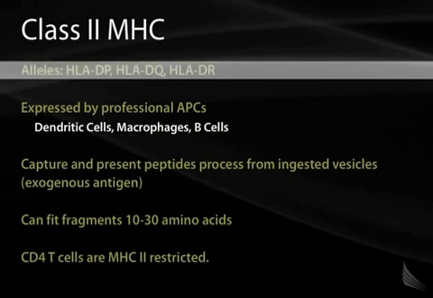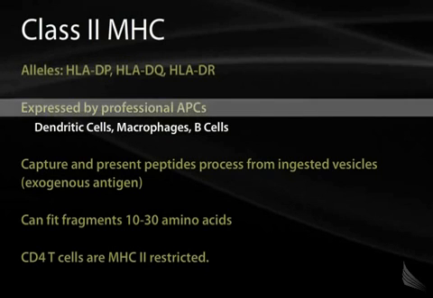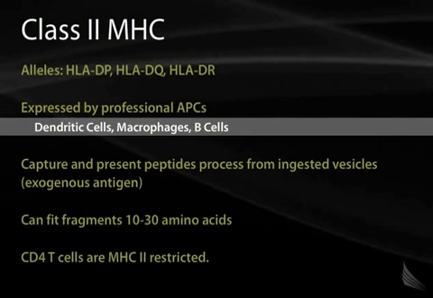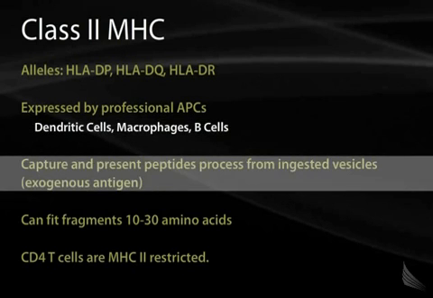MHC Class 2, the alleles are HLA-DP, DQ, and DR. Remember that these types of MHC are only expressed on what we call the professional antigen-presenting cells, the dendritic cells, the macrophages, and the B cells. These MHC molecules are involved in the capture and presentation of peptides that are processed from ingested vesicles, or in other words, exogenous antigen presentation.